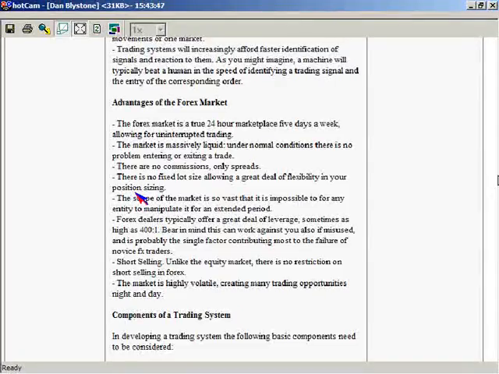Short selling. Unlike the equity market, there's no restriction on short selling. And finally, the market is highly volatile, creating many trading opportunities night and day.